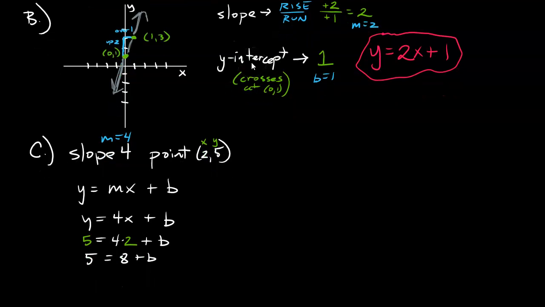So then I would subtract 8 from both sides. And b is negative 3. And then what I'm going to do is write the slope-intercept answer with the m that I already knew, and then the b I just figured out.